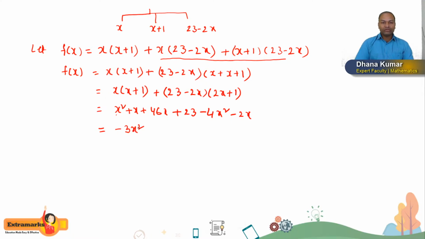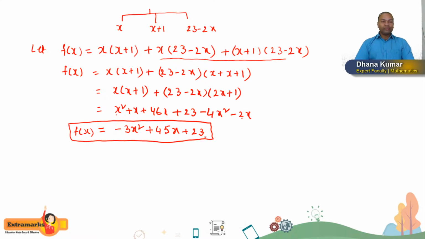Okay. Next, x plus 46x. 46 plus 1, 47. 47 minus 2, how much? 45. So plus 45x. Next constant is what? 23. This is the actual function. Total number of fights is equal to f of x. F of x is equal to this.